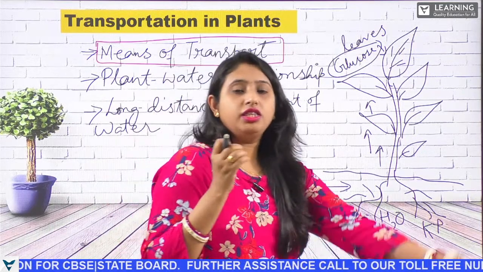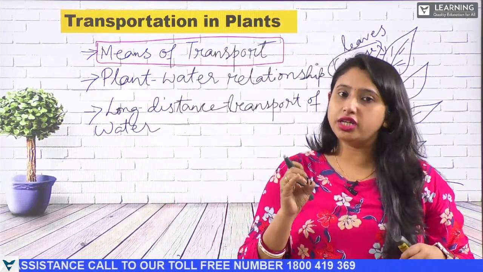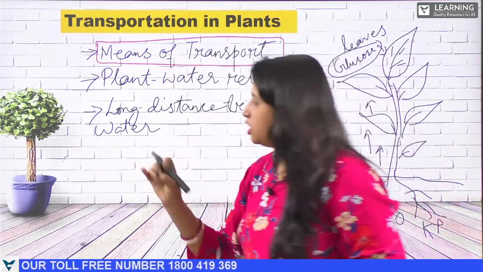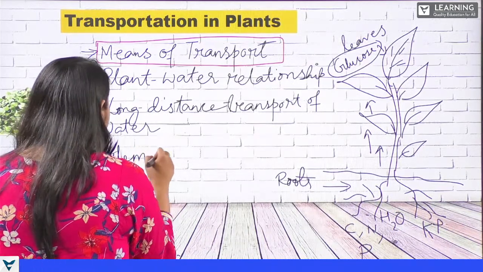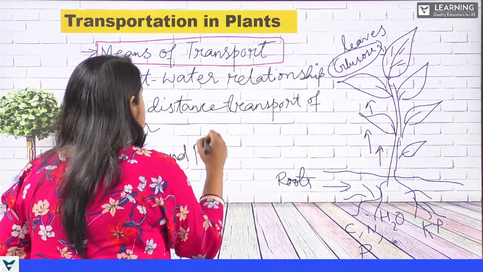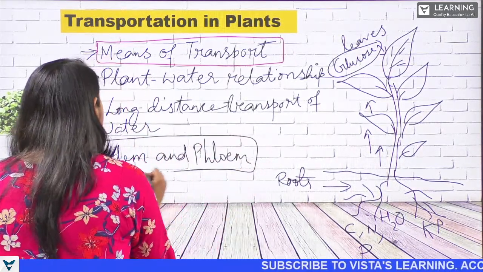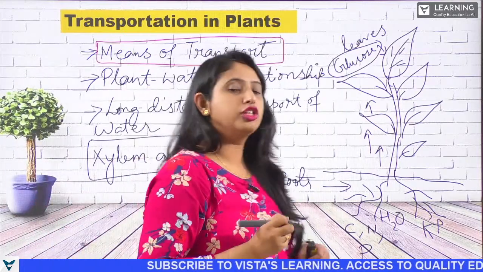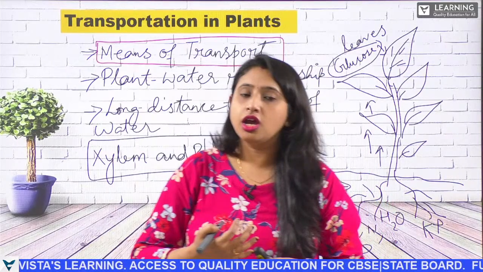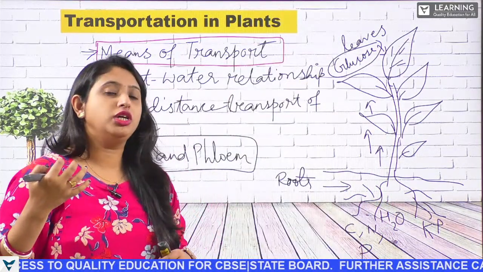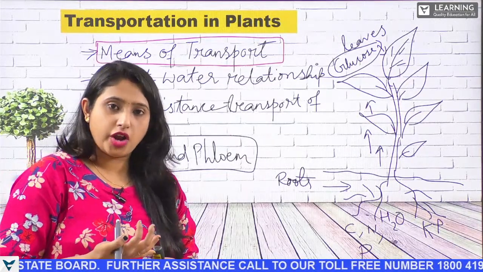You have studied that the plant has vascular tissues, right? What are the vascular tissues? That is xylem and phloem, right? Xylem and phloem are the two vascular tissues which are responsible for the transportation. But how does it transport? It transports through diffusion. These are the various means, okay? It also transports by following active transport.